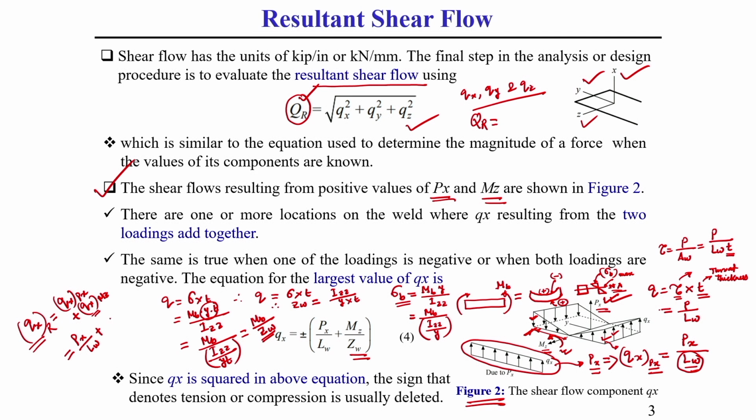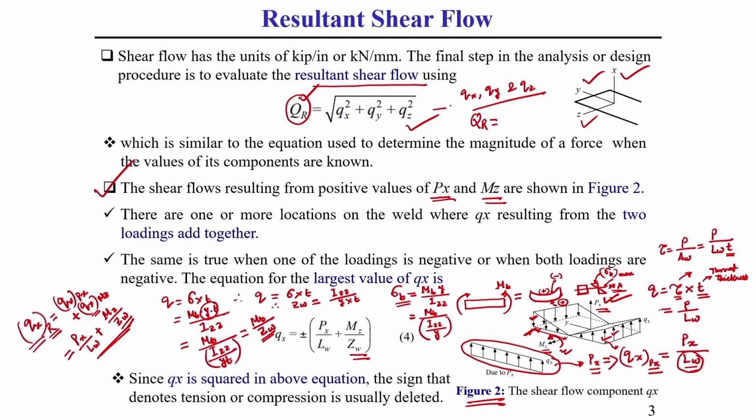That is why I am writing Mz divided by Zw. So, what is Zw? That I have also told you. So, this is how to find the Qx resultant due to the combination of the Px force and Mz bending moment. This idea you got, so this is one concept you got. These things we will generally add in this equation.